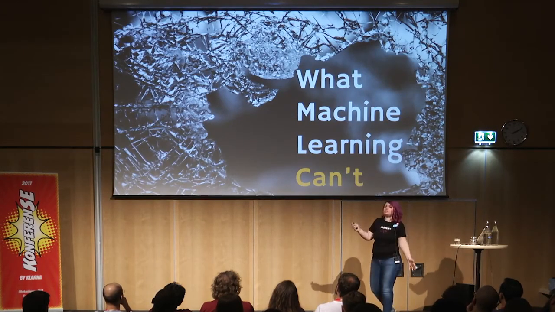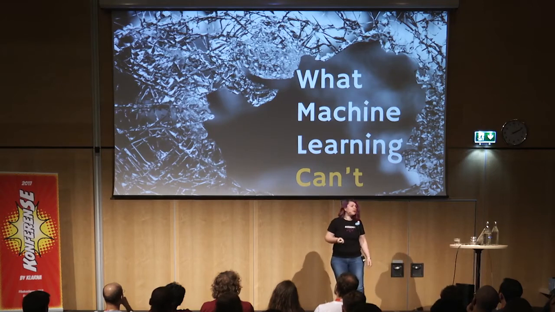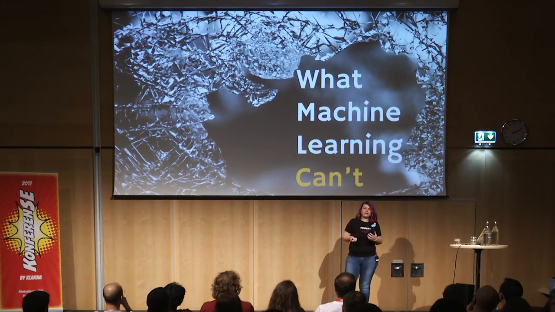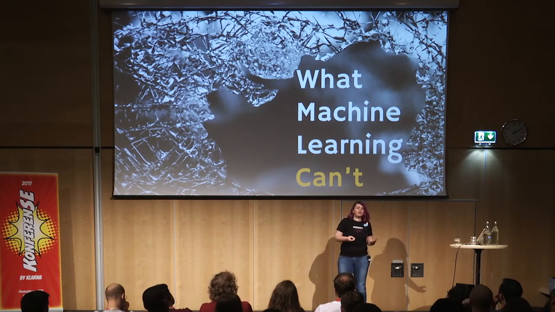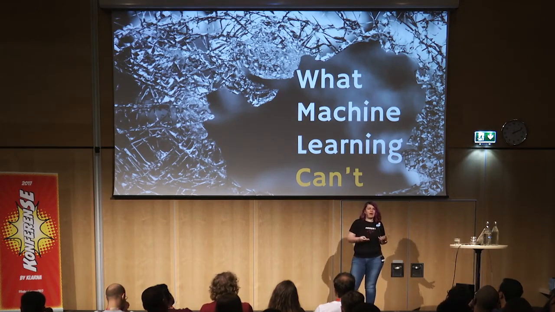But what can't machine learning do? Machine learning can't really decide what kind of problem you're trying to solve. You have to have a good idea of what you're trying to do. So you have to decide beforehand, what am I trying to do?